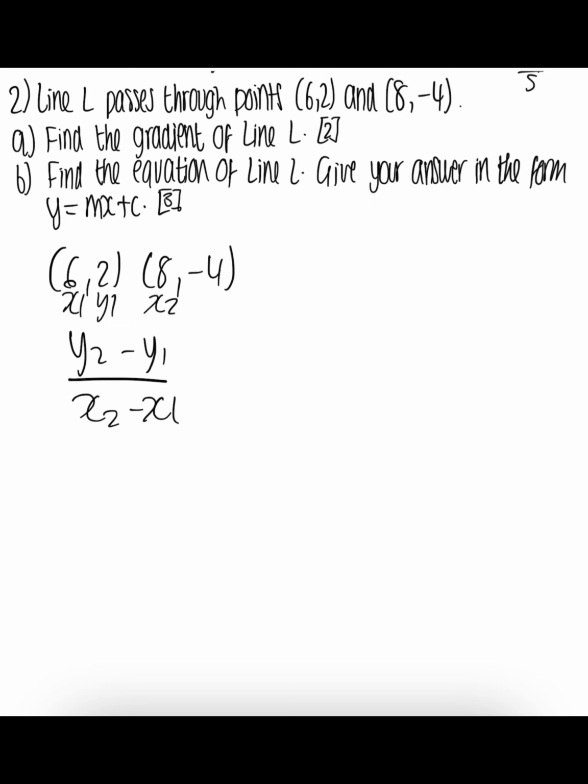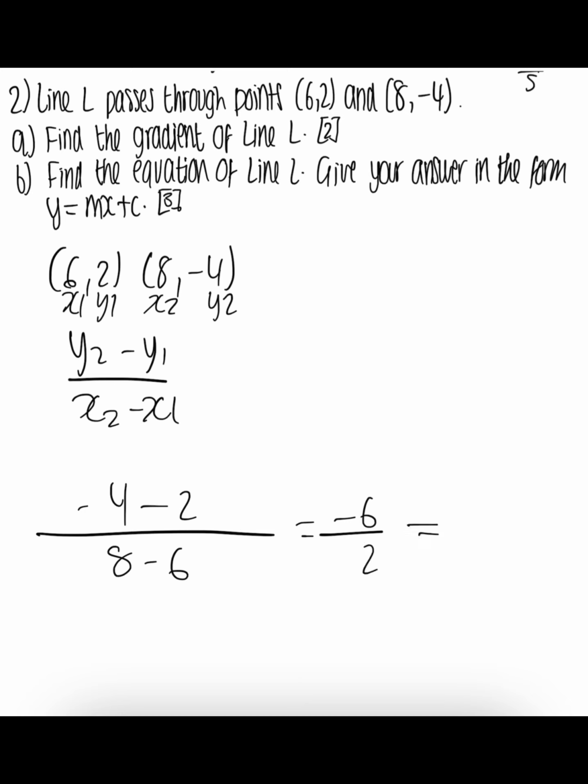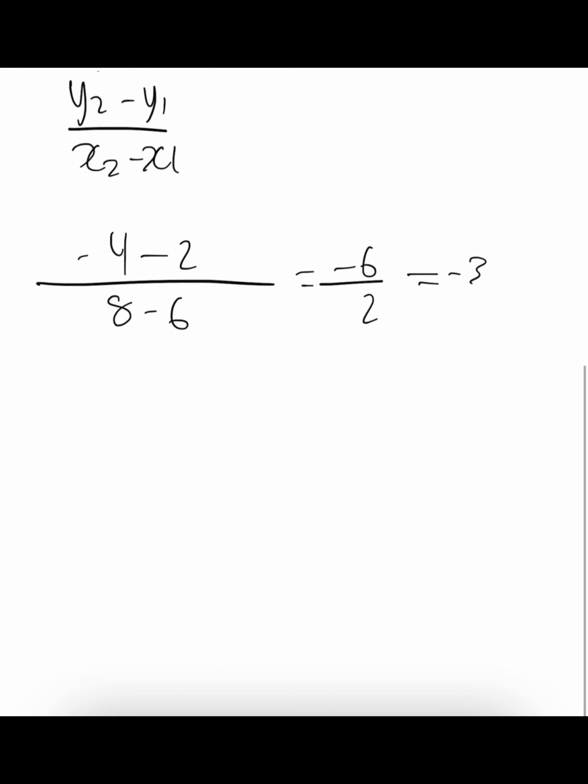Let's just label them beforehand. I've just forgotten to do that. Minus 4 minus 2 over 8 minus 6. Now, we'll have a bit of a complication here, perhaps, if you don't know how to do this bit. But yeah, so we've got minus 4 minus 2, negative 6, over 8 minus 6 is 2. Negative 6 divided by 2 is just going to be a negative 3, because that's what we're going to do.